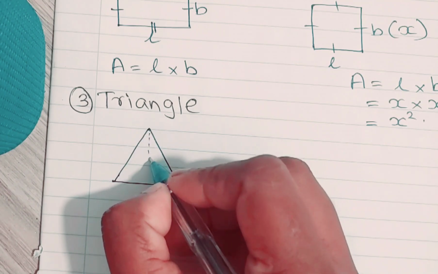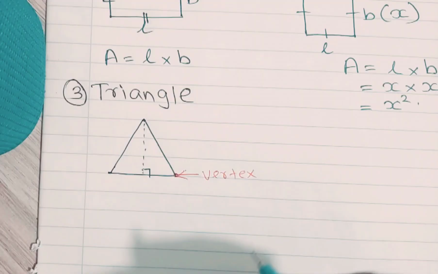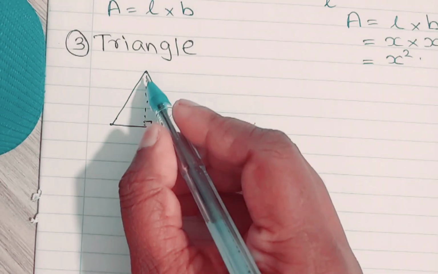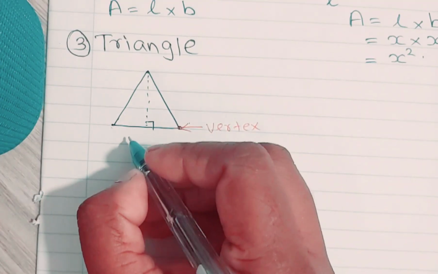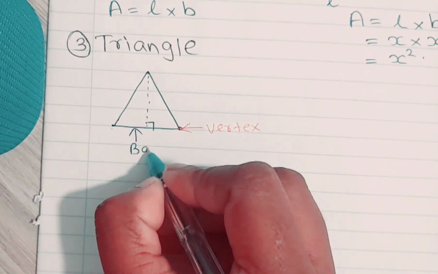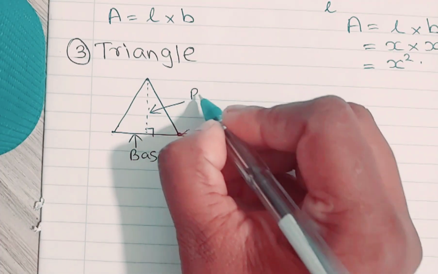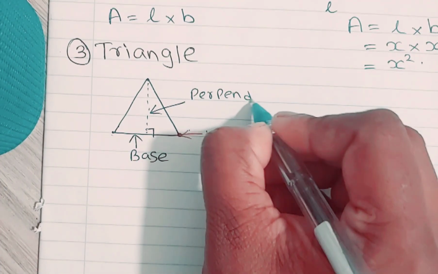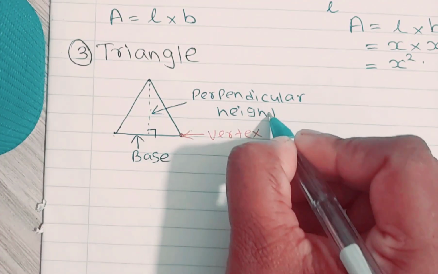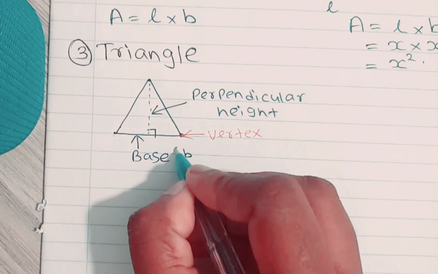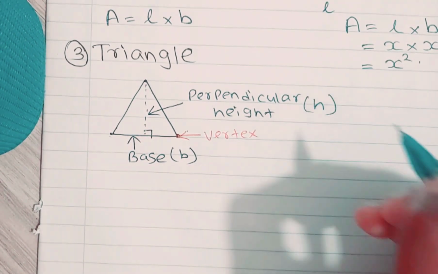And from here I am drawing a perpendicular line up to here. From here to here you are drawing the perpendicular line now. So this should be the base, and this one is the perpendicular height. Instead of base I can write simply B, and instead of perpendicular height I write simply H, right?